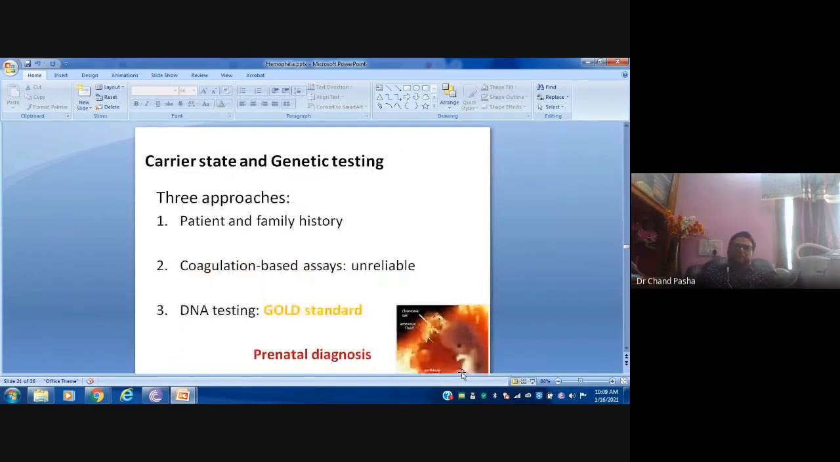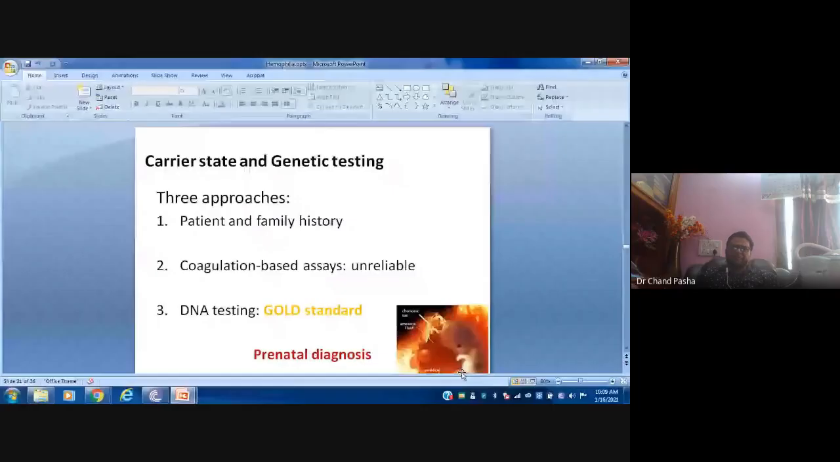And how to determine whether the baby is a carrier or in the expressive stage? So prenatal diagnosis we're supposed to do, and family history you are supposed to collect, and coagulation based assays, but the clotting factors accurately we may not be able to do. But DNA testing is the gold standard. It is an accurate test.